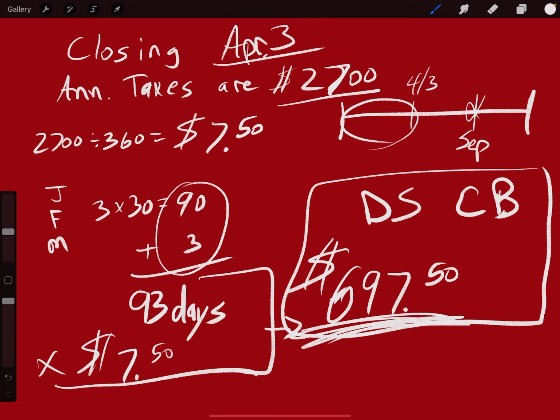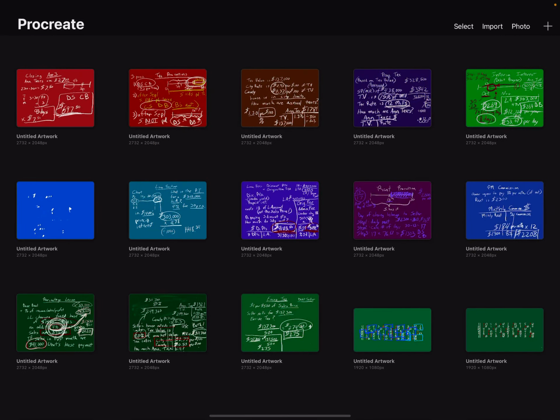So that's the first example. Let's take the second example where we're closing September 1st or after, and the seller has already paid the taxes. Let's look at that one.